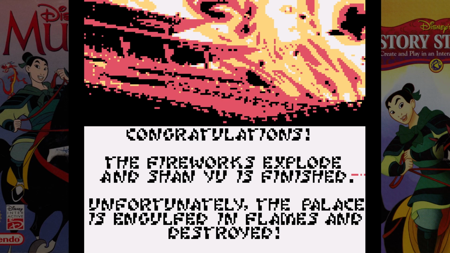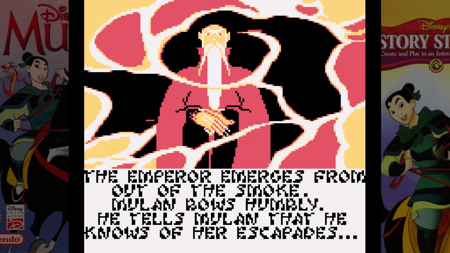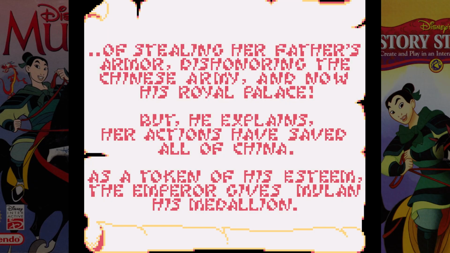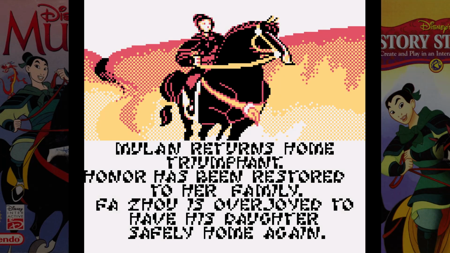Unfortunately, the palace is engulfed in flames and destroyed. The whole palace? That didn't quite happen in the movie, but that's okay. The Emperor emerges from out of the smoke. Mulan bows humbly. He tells Mulan that he knows of her escapades, of stealing her father's armor, dishonoring the Chinese army, and now his royal palace. But, he explains, her actions have saved all of China. As a token of his esteem, the Emperor gives Mulan his medallion.